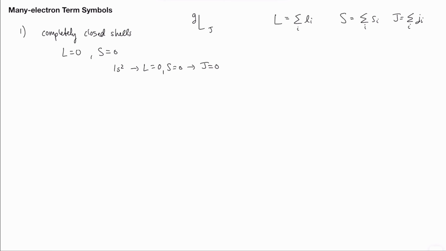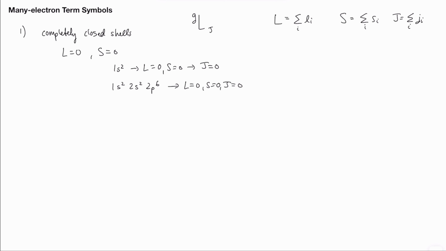And so basically for everything that comes after this, in terms of how to couple angular momenta of many electrons, these won't contribute anything that's interesting anyways. And so we can basically ignore completely closed shells. Right, and so this is true if you have a 1s2, but it's also true if you have 1s2, 2s2, 2p6, anything like that. Anything with a completely full shell will still always correspond to L equals 0, S equals 0, J equals 0. Okay, so that makes it pretty easy.